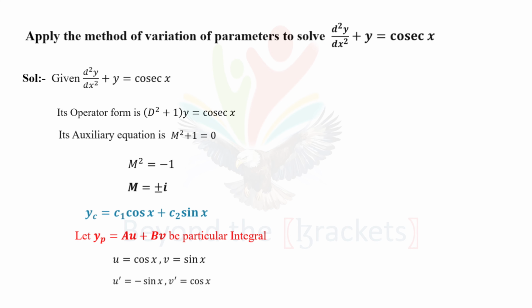We now calculate the Wronskian. U into v dash, that will be cos square x, minus v into u dash, that will be sin square x, and cos square x plus sin square x will be equal to 1.